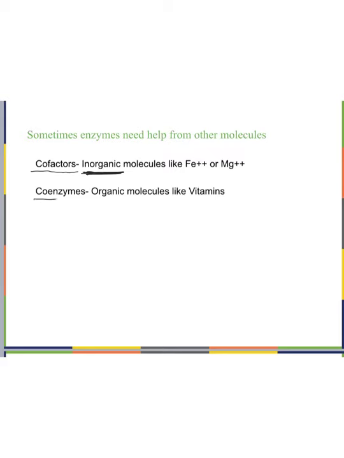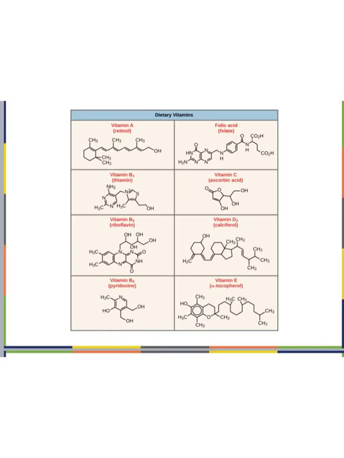And then another class is coenzymes. These are organic molecules. One of the reasons you need to take vitamins is because the enzymes in your body require these coenzymes in order to function. So here are examples of the different dietary vitamins that you take. Vitamin A, folic acid, vitamin B1, vitamin C, B2, D2, B6, and vitamin E. These are all organic molecules, and they help enzymes do their work.